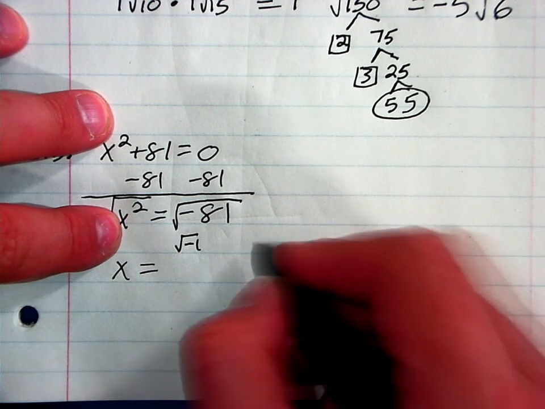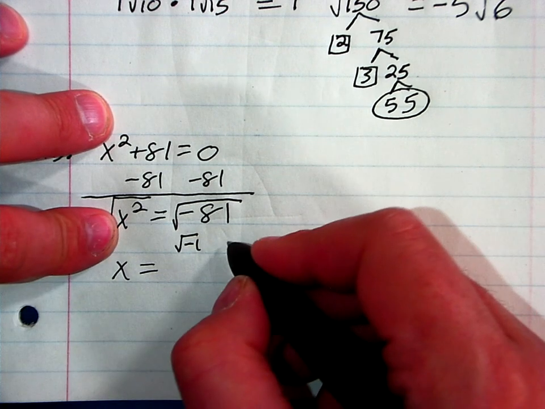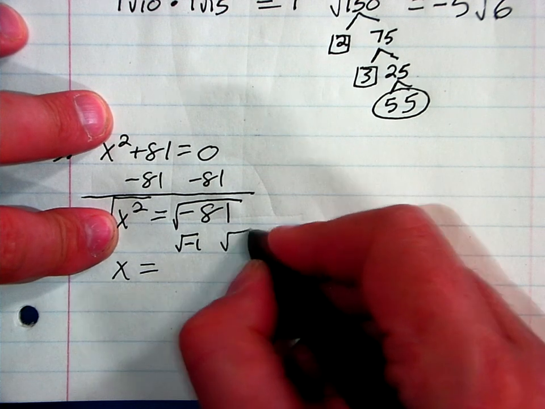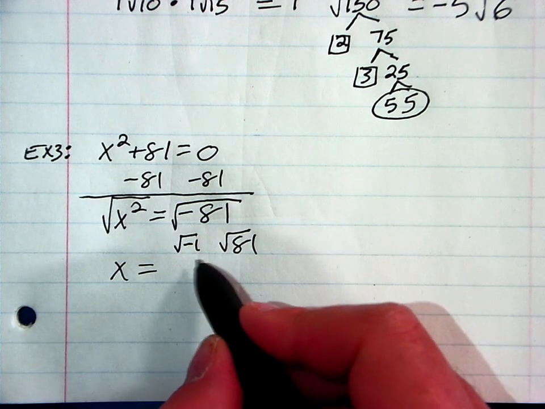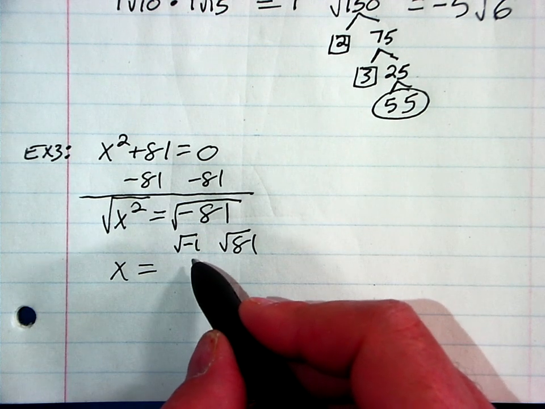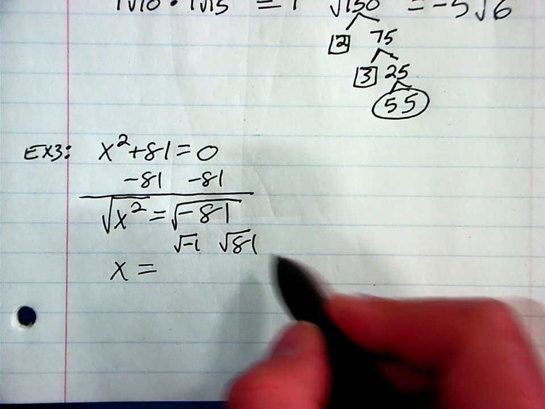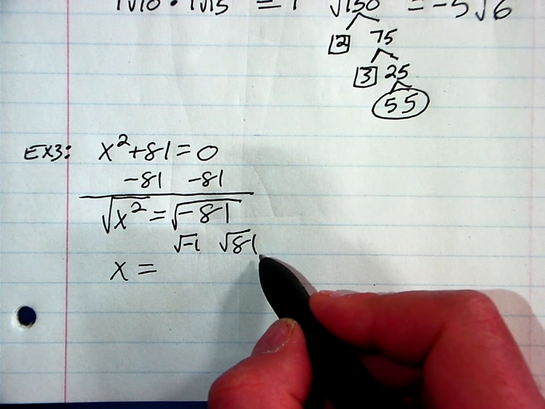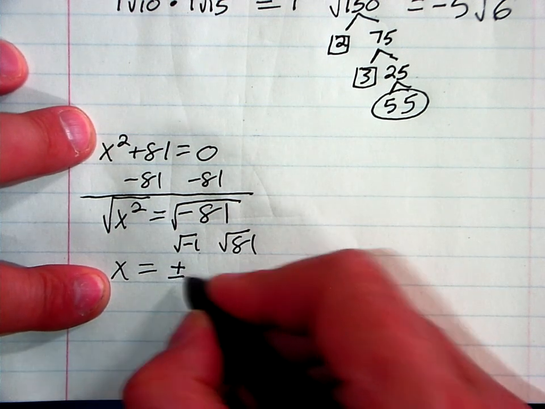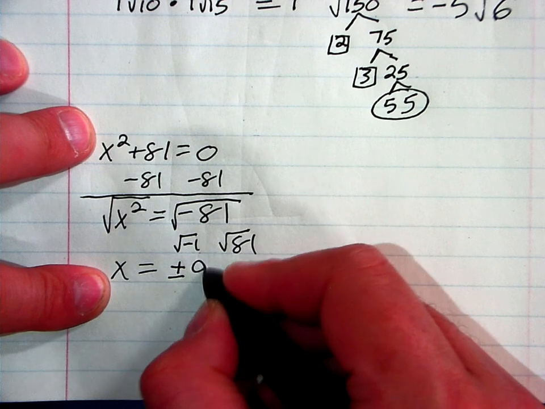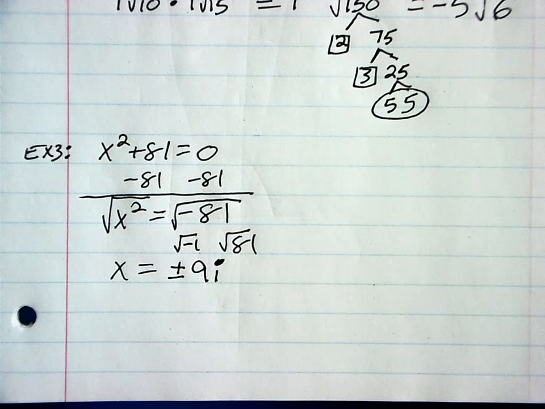Yeah, I'm just showing you step by step. Oh, okay. But yes, you could just do that. Square root of 81. What is the square root of negative 1 the same as? And what's the square root of 81? 9. So my final answer is plus or minus 9i. Told you that was easier than example 2.